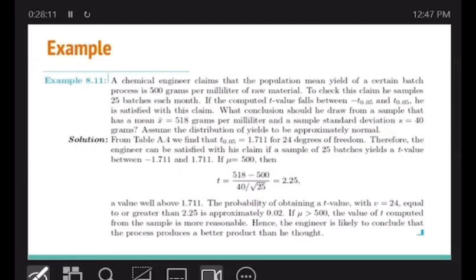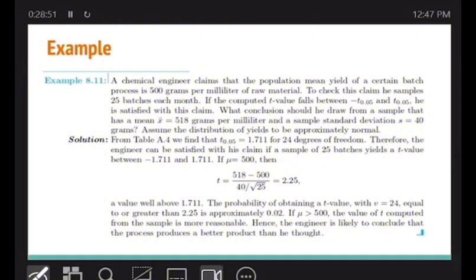Now let's go into another example. A chemical engineer claims that the population mean yield of a certain batch process is 500 grams per millimeter of raw material. To check this claim, he sampled 25 batches each month. Let me tell you this: investigation follows a claim. Whenever a claim is made, there's going to be investigation, and when we want to investigate, we take a sample. So, if the computed t-value falls between that and that, he is satisfied with his claim.